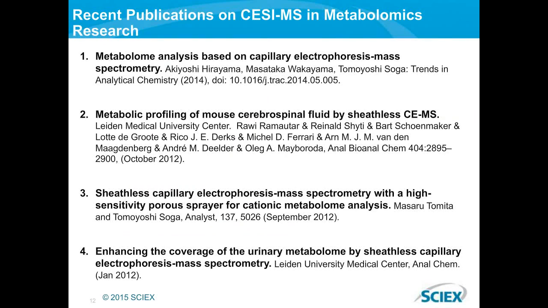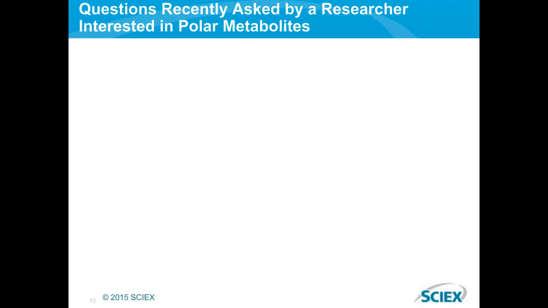And there have been some research papers already in this area using CE in combination with mass spec. There have been some research papers by the Soga group in Japan, and also by the group at Leiden University Medical Center, where they've already tried to combine capillary electrophoresis with mass spec in the area of cationic metabolomics. So there's some history behind the use of this approach already in metabolomics.